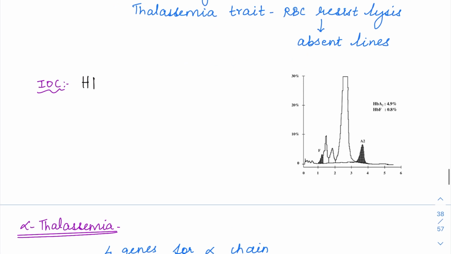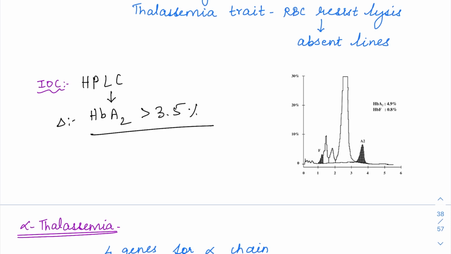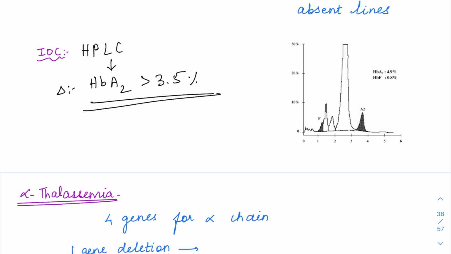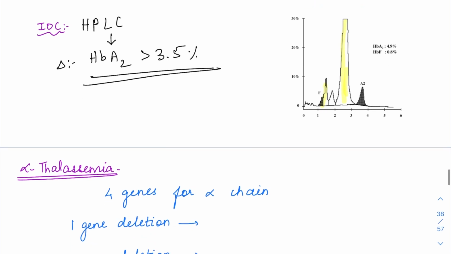Okay, so the investigation of choice here would be HPLC, like any hemoglobinopathy, right? In HPLC, this is the classical diagnostic criterion. If you see HbA2 levels of more than 3.5%, it is diagnostic for thal minor trait. Normally HbA2 levels are going to be less than 3%. If you see this kind of elevation, this is the HbF present here, this is the HbA which is seen, and then you have this HbA2, and their levels are also given, it is 4.9% here.